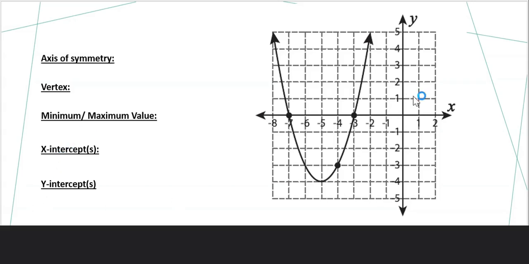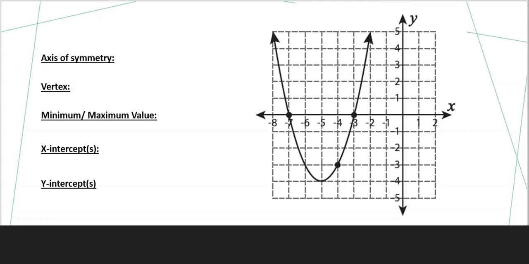and x and y intercepts for a given graph. So suppose this is a given graph of a quadratic function. This is the curve. Okay, so now we need to find the axis of symmetry.